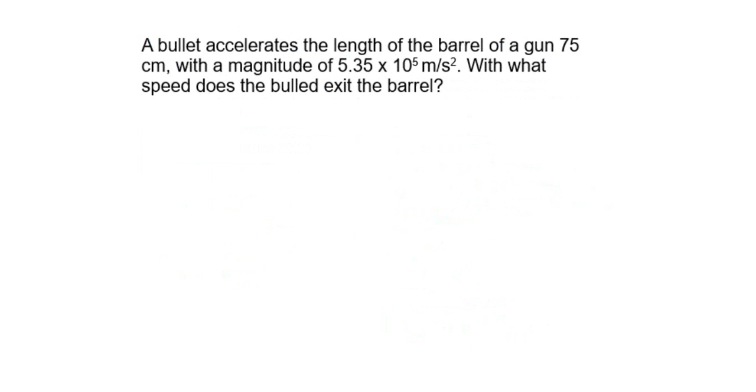We've got a bullet accelerating the length of a barrel of a gun, 75 centimeters. Well, to me, that screams that's a distance or displacement, 75 centimeters. We have a magnitude, and I believe that that's still referring to its acceleration. And this time it's speeding up, so we're going to use a positive 5.35 E5 meters per second squared, right? So there's that one. That's the acceleration.